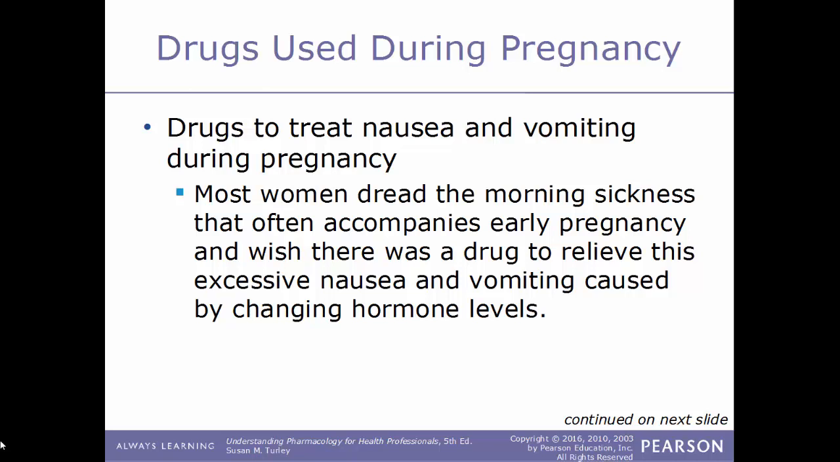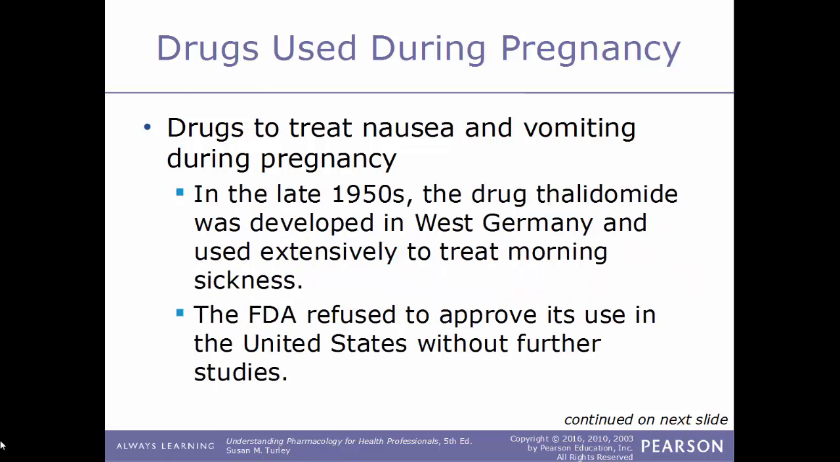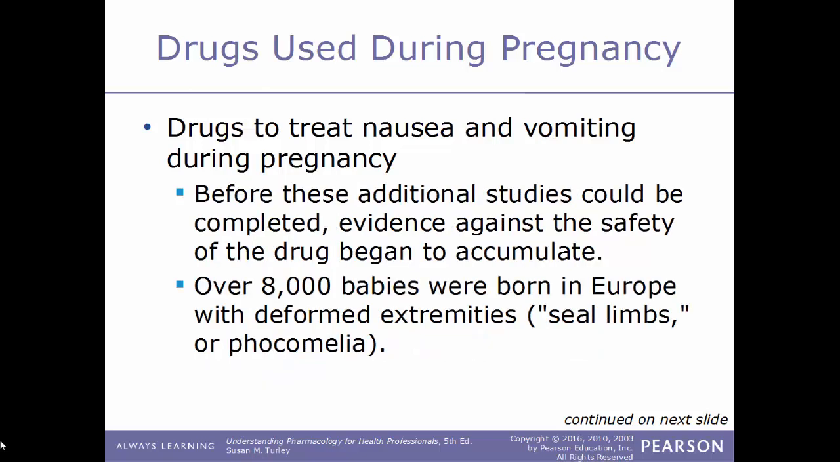Now, most women will dread the morning sickness that often accompanies early pregnancy, and wish there was a drug to relieve this excessive nausea and vomiting that's caused by the changing hormone levels. In the late 1950s, the drug thalidomide was developed in West Germany and was used extensively to treat morning sickness. But the FDA refused to approve its use in the United States without further studies. Before these additional studies could be completed, evidence against the safety of the drug began to accumulate, and over 8,000 babies were born in Europe with deformed extremities because they resembled seal limbs.